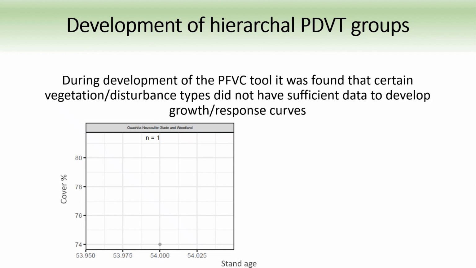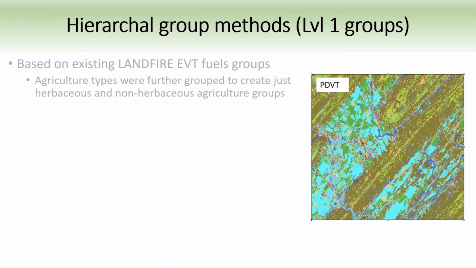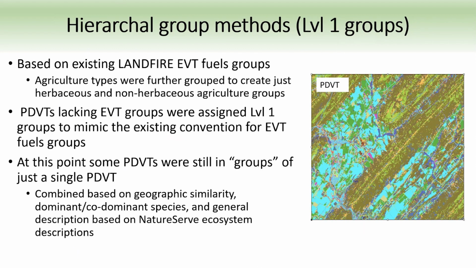So this is one particular example, Wichita-Ouachita novaculite glade and woodland, which is a ridgetop forest type in parts of Arkansas and Oklahoma that I'm probably not even pronouncing correctly. From this particular data set, we have an N of 1, which is not quite enough plots to develop a growth response curve. But if we can group it into post oak woodland and savanna, then voila, we do have enough to develop a curve. And so that has been something that I've been working on.